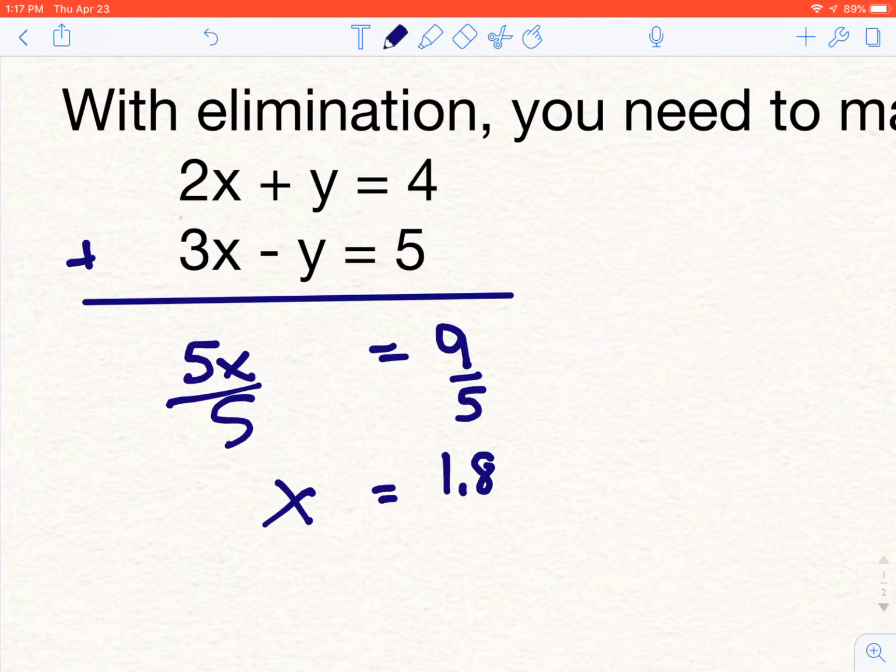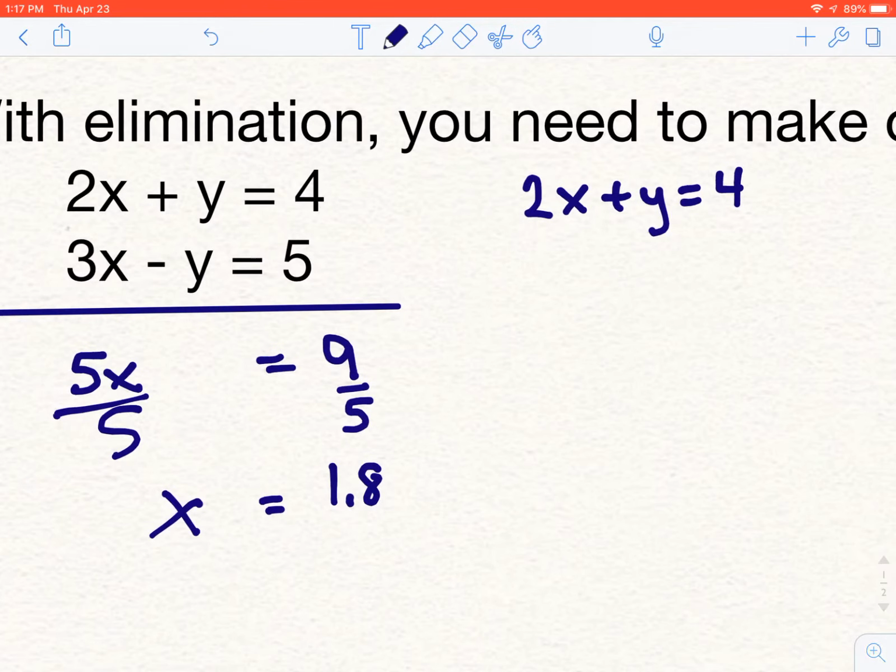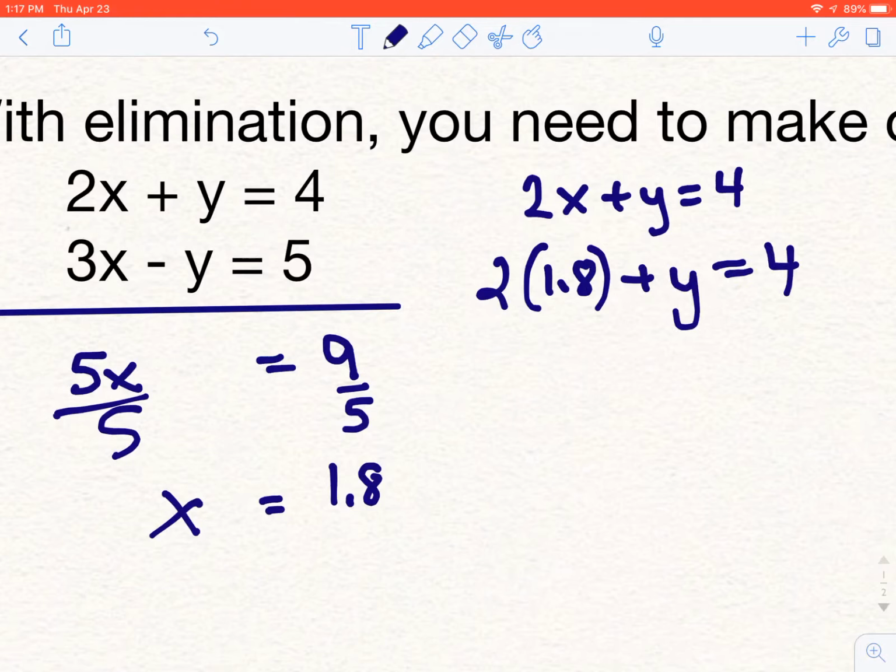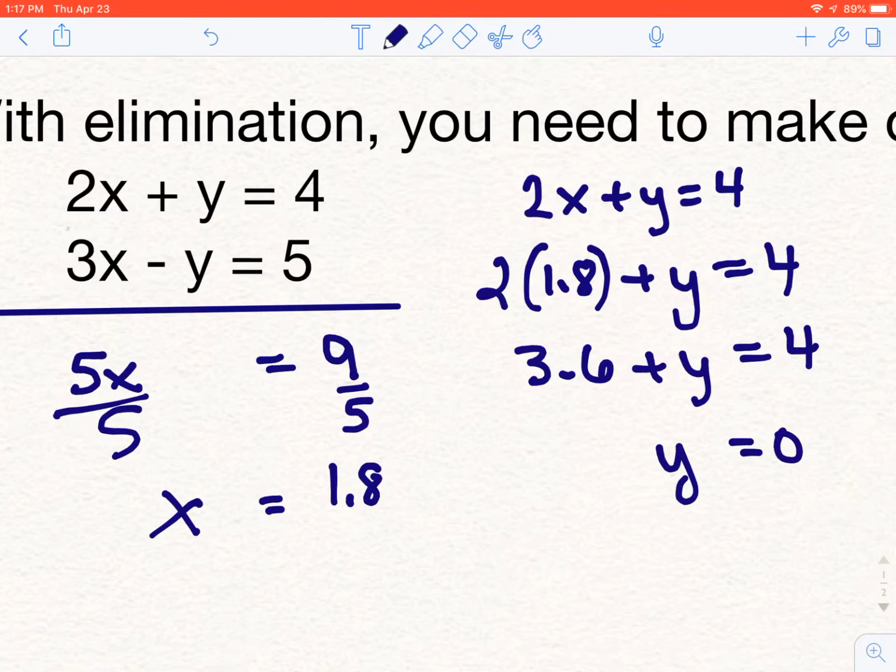And now I need to find y. You can pick either equation to find y. So 2x plus y equals 4. I'm going to substitute 1.8. So 2 times 1.8 plus y equals 4. So this is 3.6 plus y equals 4. I subtract that, and y equals 0.4.